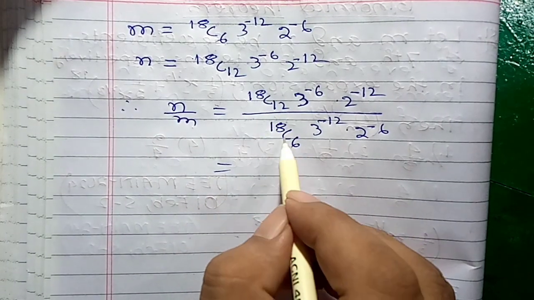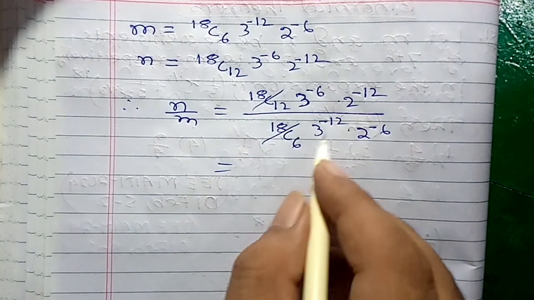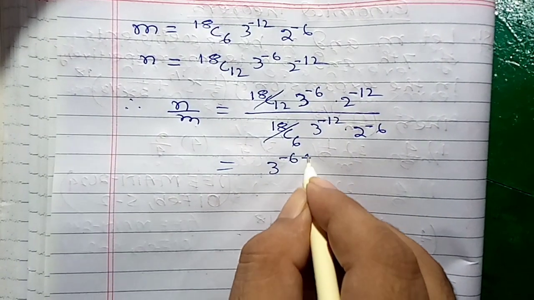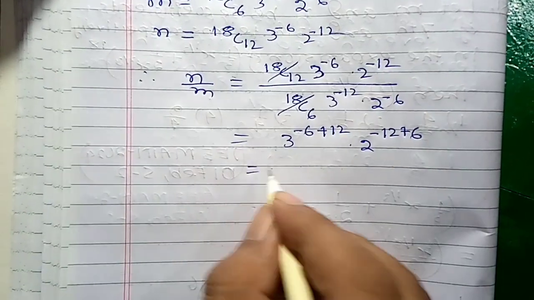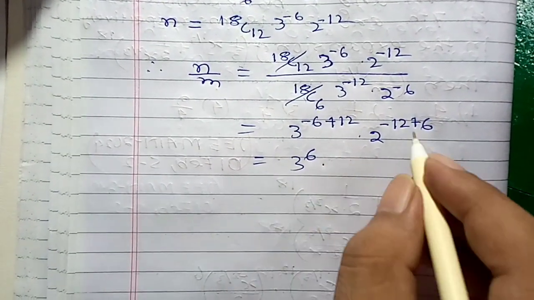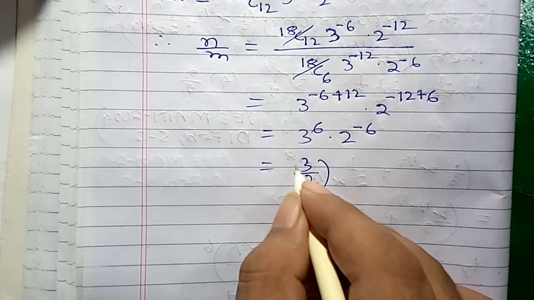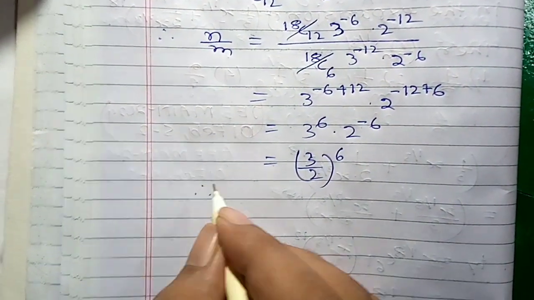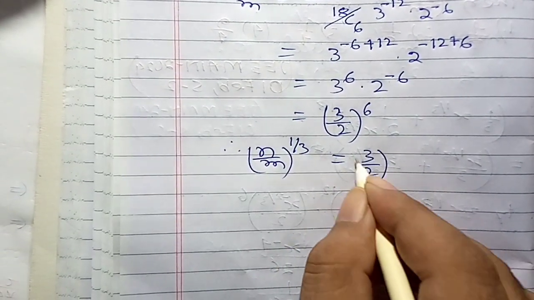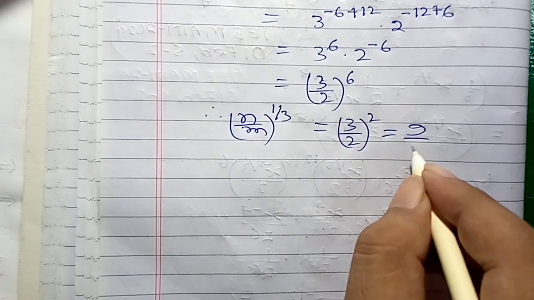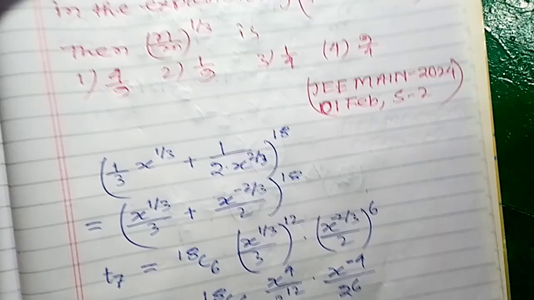Now these two are equal to each other, ये दोनों सेम है, ठीक है, तो दिस विल कट, therefore this will be 3 to the power minus 6 plus 12 and 2 to the power minus 12 plus 6, this will give 3 to the power 6 into 2 to the power minus 6, so this will be (3/2) whole to the power 6, therefore (n/m)^(1/3) equal to (3/2) whole to the power 2, this will be 9/4, so the right answer is 9/4, which is option 4.